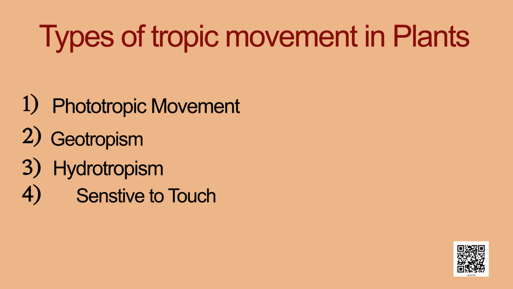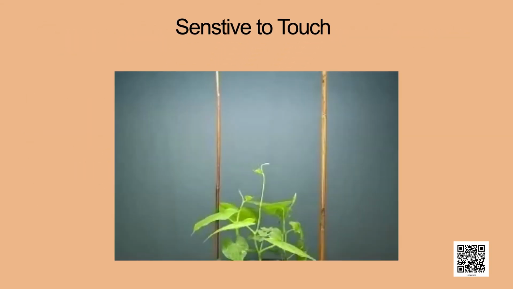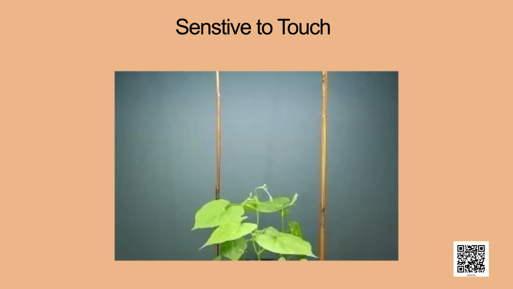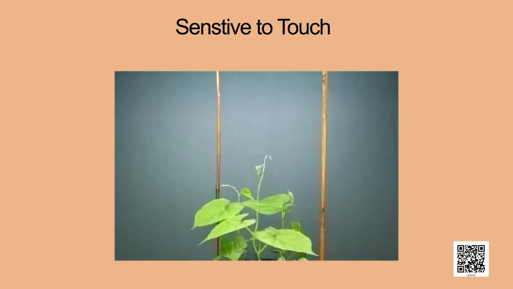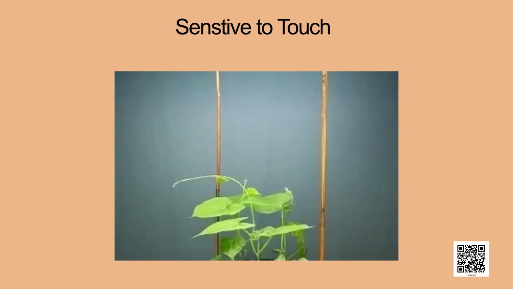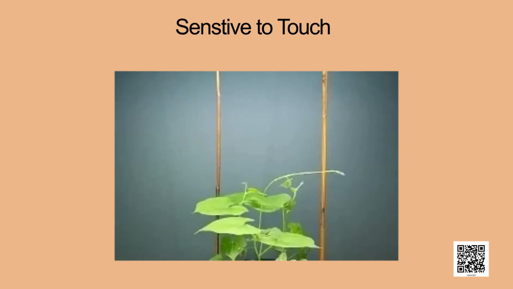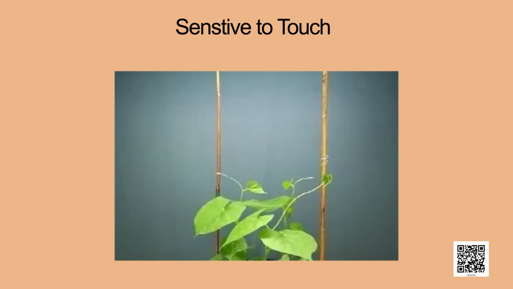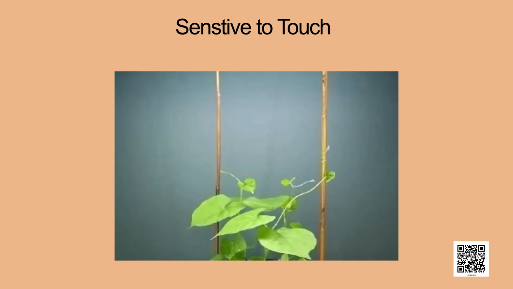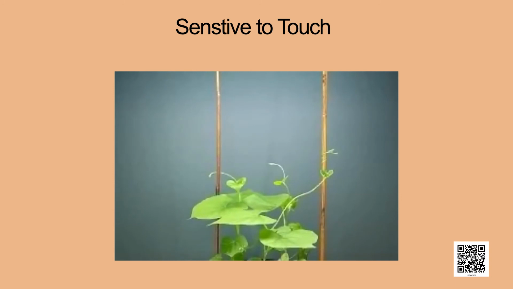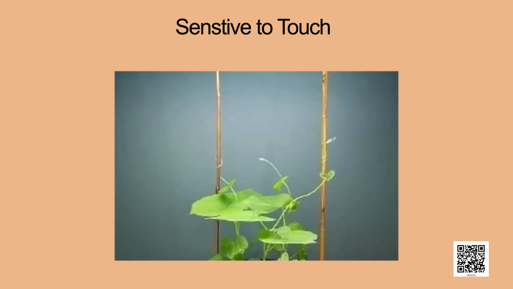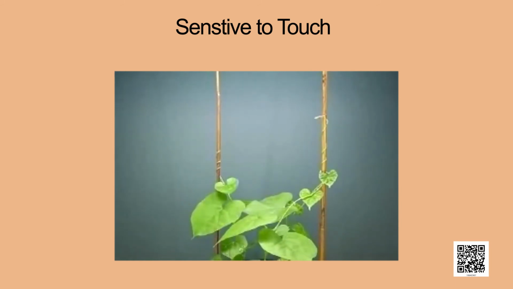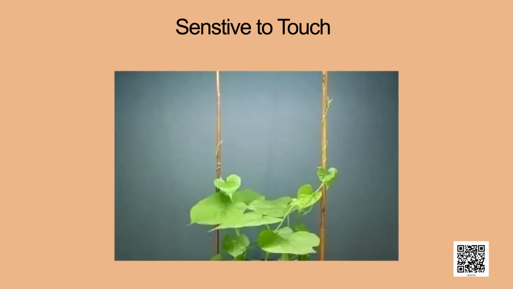Next movement is due to sensitivity to touch. Some plants, like the pea plant, climb up other plants or fences by means of tendrils. These tendrils are sensitive to touch. When they come in contact with any support, the part of the tendril in contact with the object does not grow as rapidly as the part of the tendril away from the object. This causes the tendril to circle around the object and thus cling to it.